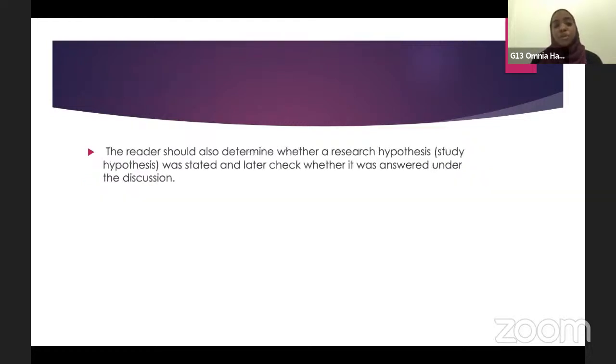The reader should also determine whether a research hypothesis was stated and later check whether it was answered under the discussion.